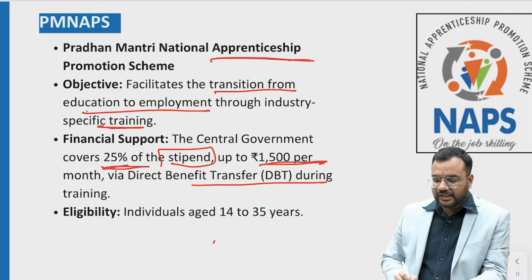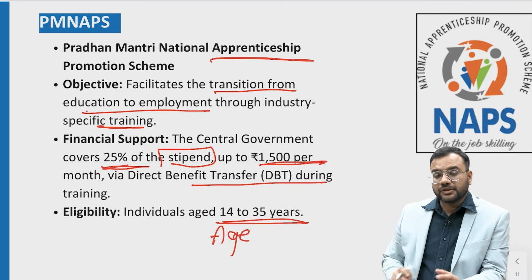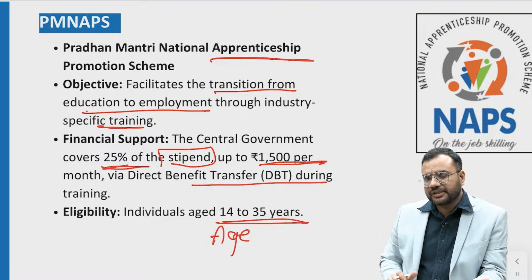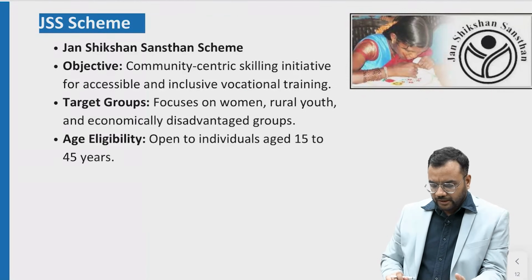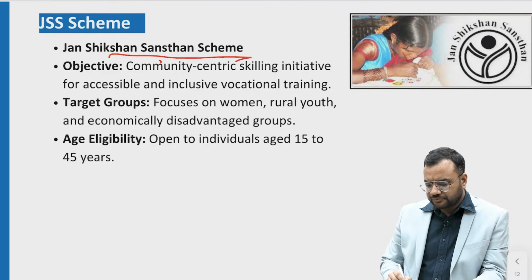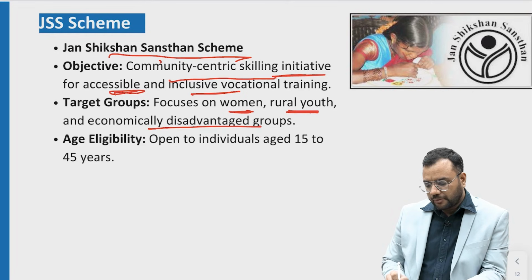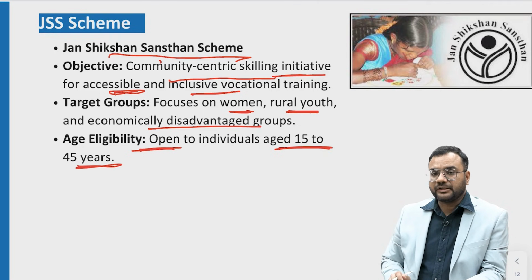There is also an eligibility criterion regarding age: 14 to 35 years. This can be tweaked: in Pradhan Mantri Kaushal Vikas Yojana it is 15 to 59 years, whereas in Pradhan Mantri National Apprenticeship Promotion Scheme it is 14 to 35 years. Now our next and last scheme which has been clubbed is the JSS scheme, that is Jan Shikshan Sansthan scheme. Its objective was to promote community centric skilling initiatives and help in accessible and inclusive vocational training. Its target group was particularly women, rural youth and economically disadvantaged groups. Here also we have an age eligibility, open to individuals between age 15 to 45 years.